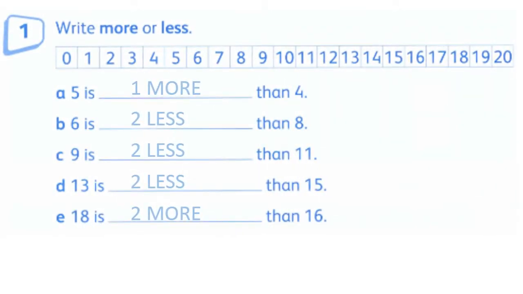And here we have all our answers. A. 5 is 1 more than 4. 6 is 2 less than 8. 9 is 2 less than 11. 13 is 2 less than 15. 18 is 2 more than 16.